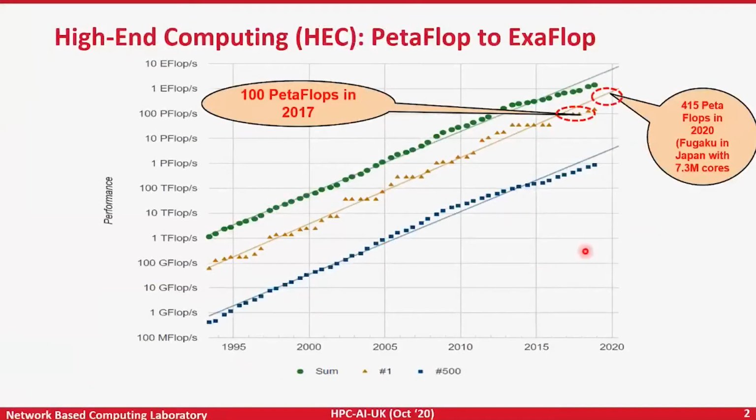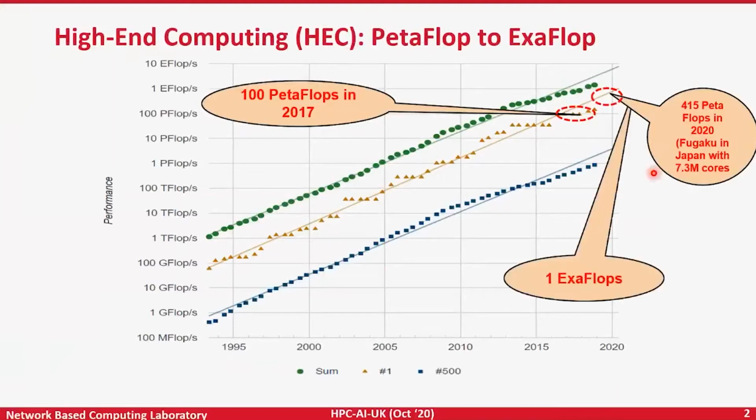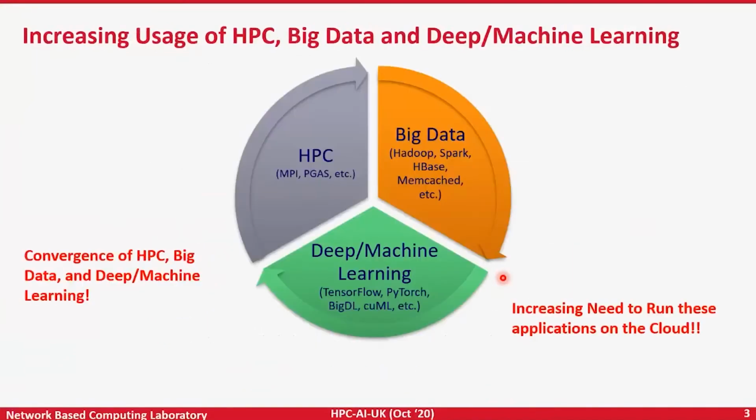And this is a sample chart many of you must have seen from the Top500 list. We have the Fugaku at 415 petaflops. And of course, the community is waiting for the exaflops. There have been a lot of announcements going on. Might be next year, we'll be having an exaflop system at some place in the world. And based on the talks given by the previous speakers, it is very interesting what is happening.